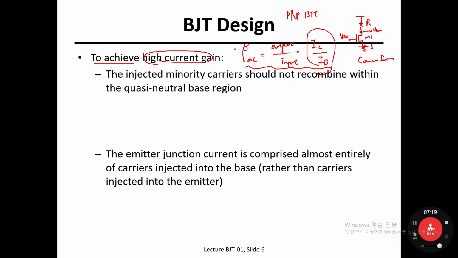All right, the question is how to achieve very high current gain. I'm talking about this beta value. That means we need to increase the collector current as high as possible for the given base current. Since this BJT is working in active mode, the emitter junction is forward biased and the collector junction is reverse biased. How do we boost up the collector current as high as possible?